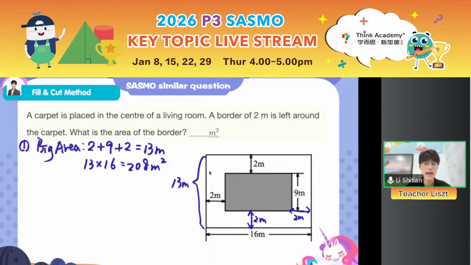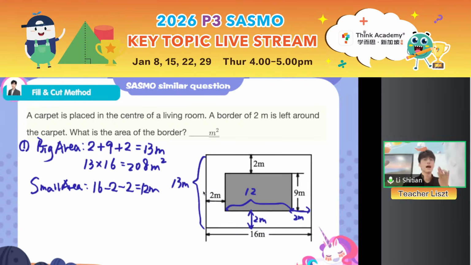So we know the area of the big rectangle here. It is 208. Then I want to find out the area of the shaded rectangle. Do you guys know how to find out the area of it? Of course, it is very easy, because we know the breadth here. What about the length? We only need to use 16 minus 2, then minus 2. What is the result? It is equal to 12 meters, right? So the length of this little one is equal to 12.